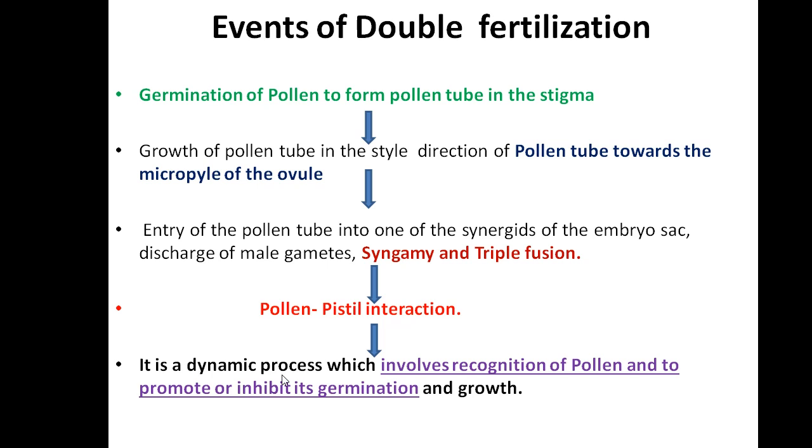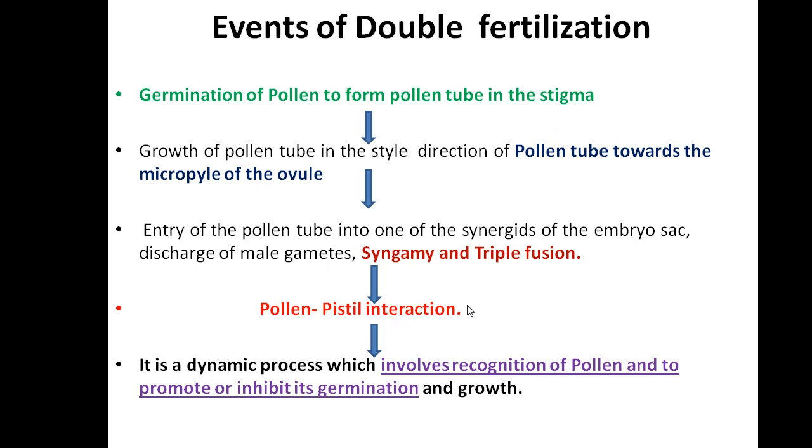Okay, so it is a dynamic process, involving the recognition of pollen and the promotion or inhibition of its germination and growth. Yes, so the stigma will decide whether this pollen is correct or right for this particular fertilization or not. That will be decided by the stigma. So hence it is called a dynamic process. The germination of pollens on the stigma is a dynamic process. Whether it is correct or not correct for this fertilization will be recognized by our stigma.